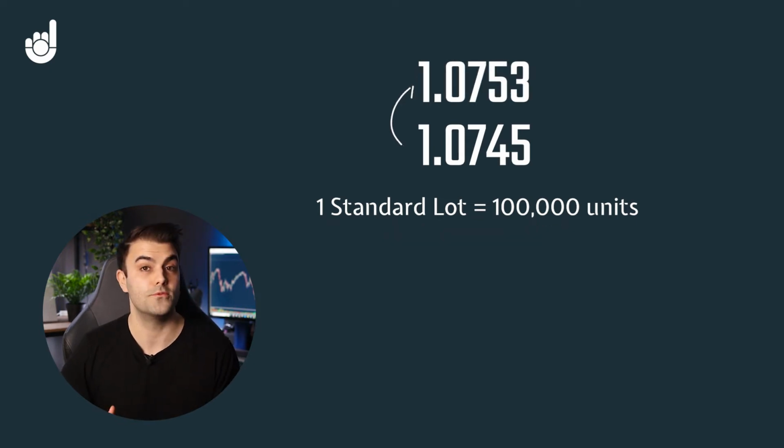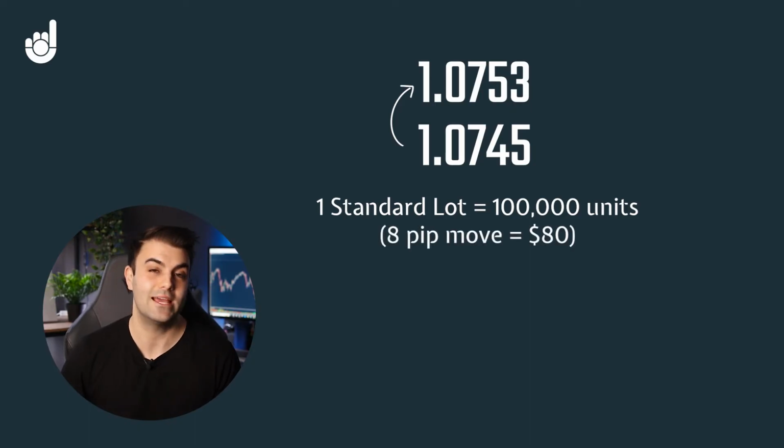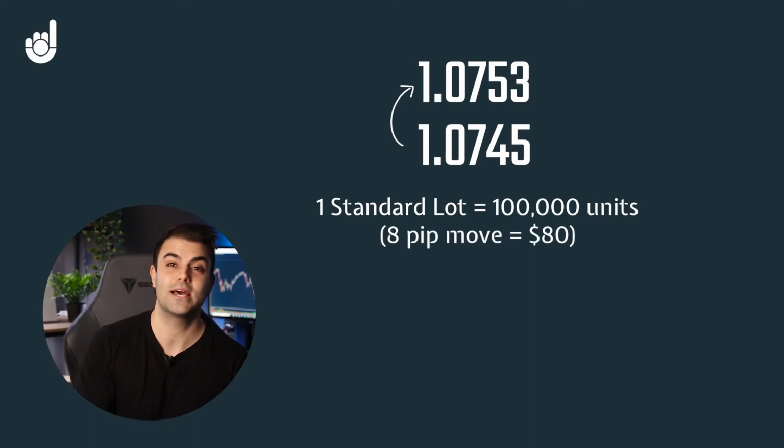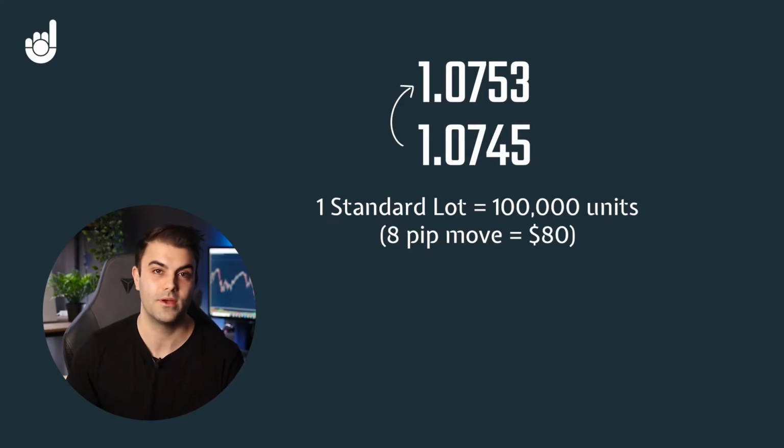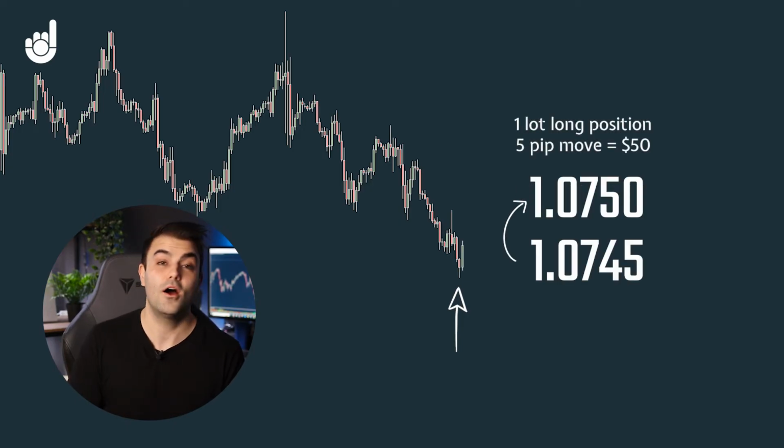So if the price moves 8 pips, what do you think? Well, that's going to be worth $80 to me. That's 8 pips at a value of $10 per pip. So if we're long 1 standard lot of Euro USD and the price moves up 5 pips, our 100,000 units of the base currency, euro, has increased in value by $50. Now you might be thinking to yourself, so hold on a second, does that mean I need to be able to afford at least 100,000 euros to be able to trade euro dollar?